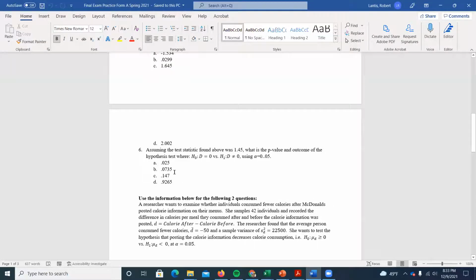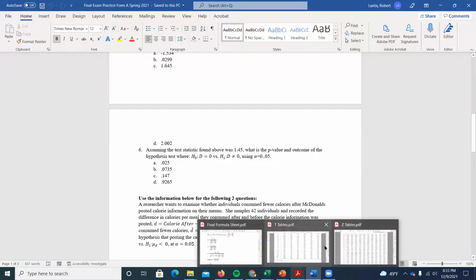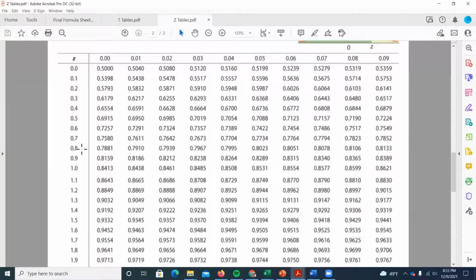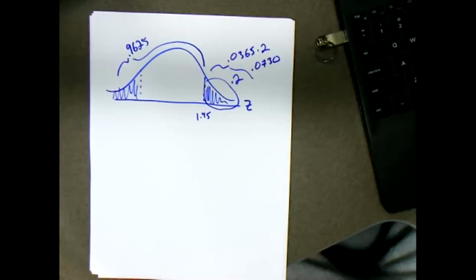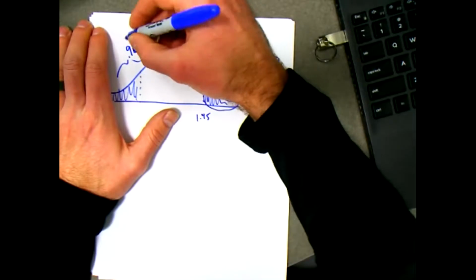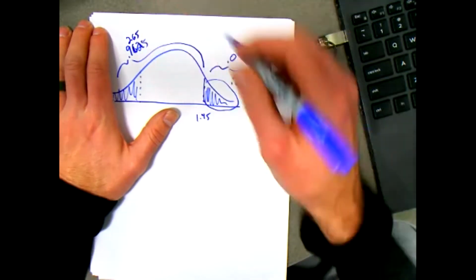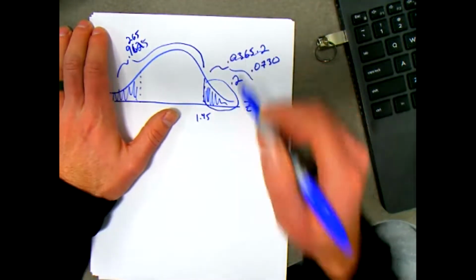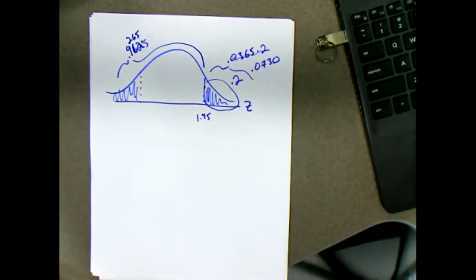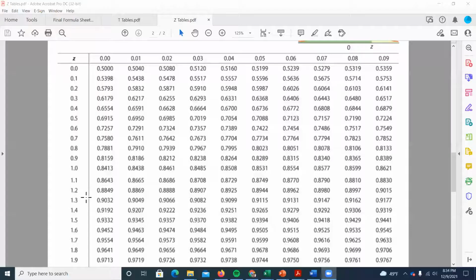Yeah, 0.0735. I might have made a mistake. What did I look at wrong there? Maybe I just made a rounding error. So 1.45, 0.9265. Oh, because I wrote down 625. I apologize there. 265, which makes this, wait a minute. Maybe I had it right the first time.